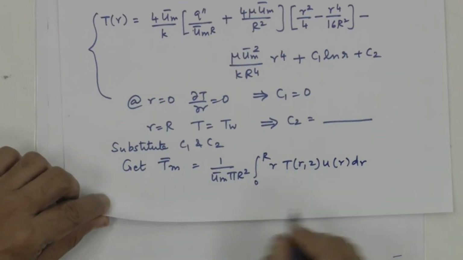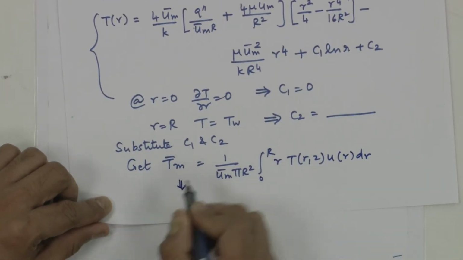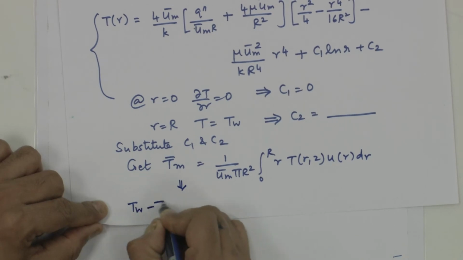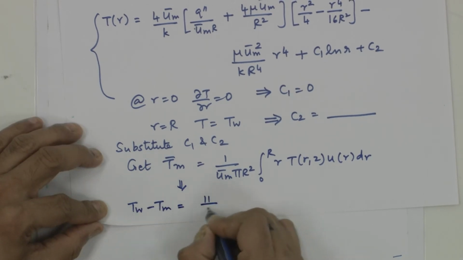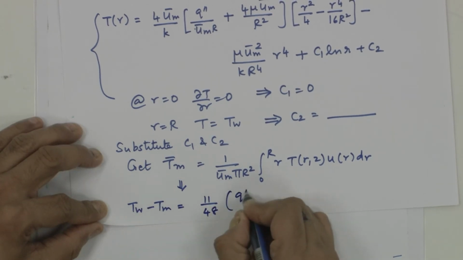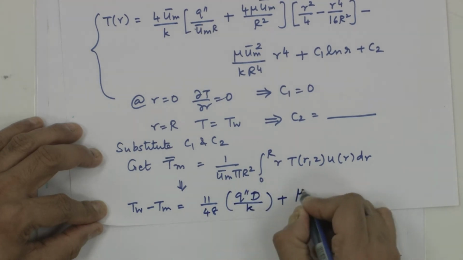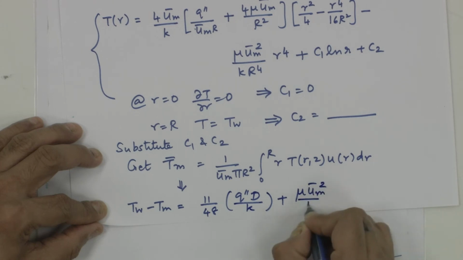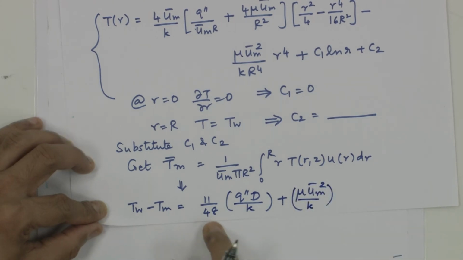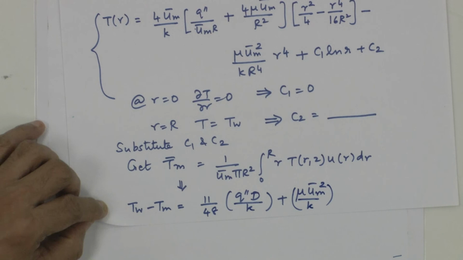And once you do the maths, this is a lot of maths here like before, you get T wall minus T_m is equal to 11 by 48 q double prime d by k plus mu u_m bar squared by k. This is 48 by 11 which came before, as Nusselt number is equal to 4.36. What is additional is now only this part. This is slide 7. We will do slide 8 here.